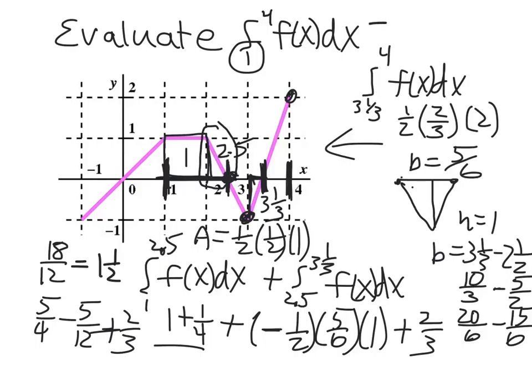So the definite integral evaluated from 1 to 4, based on area and where that area is. Above the x-axis, definite integral would be positive. Below the x-axis, definite integral would be negative. We get a value of 1.5 for that integral. Questions?